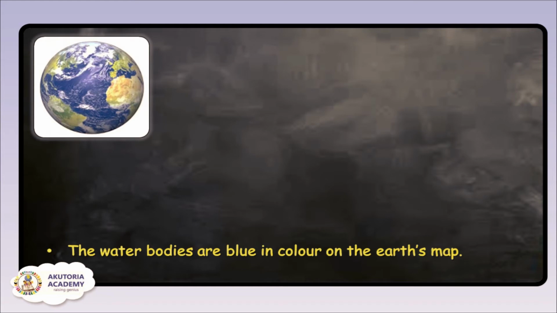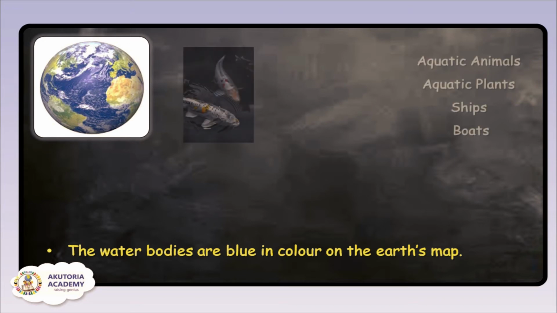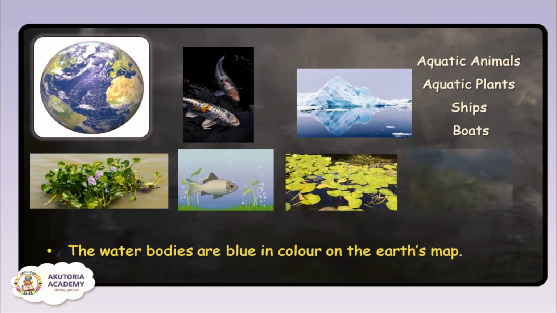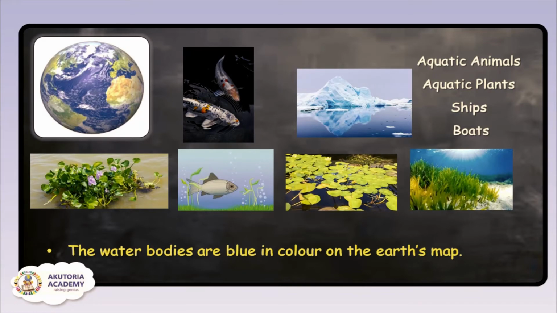The water bodies, that is the oceans, seas, rivers, and lakes, are blue in color on the Earth's map. We can find aquatic animals in all water bodies except some very small water bodies. We can also find plants growing in water, that is aquatic plants. We can also find ships and boats on water. We can also find divers and people swimming in water just for recreation.